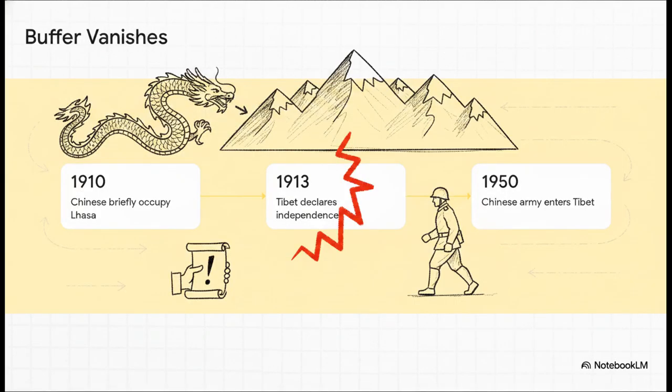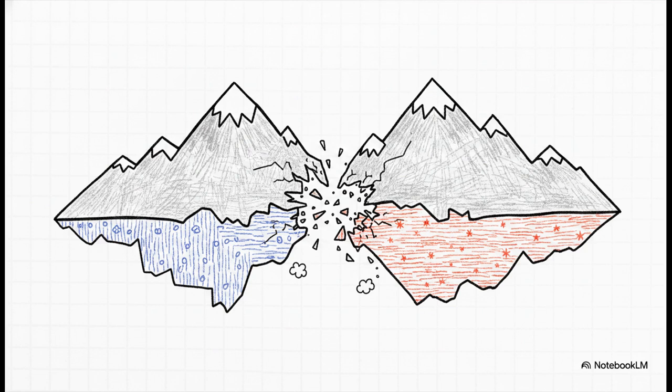Now, for decades, the massive, mountainous region of Tibet acted as a natural buffer state. In 1910, the Chinese briefly occupied Lhasa but withdrew when the Qing dynasty fell, and by 1913, Tibet declared independence. But the board completely changed in 1949 when Mao Zedong established the People's Republic of China. On October 7, 1950, the Chinese army marched right into Tibet. Indian Prime Minister Nehru issued a very angry protest deploring the invasion, but the reality on the ground had permanently shifted. The Himalayan buffer had vanished. Poof, gone.